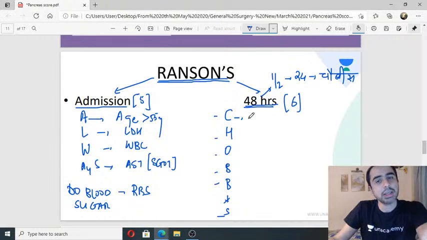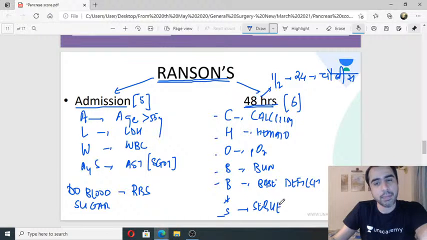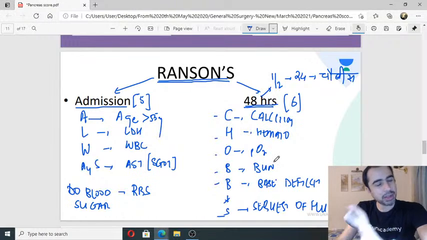Right, C, serum calcium, hematocrit, oxygen partial pressure, BUN, base deficit, and S stands for sequestration of fluid. Easy enough. This is how you will remember the components.